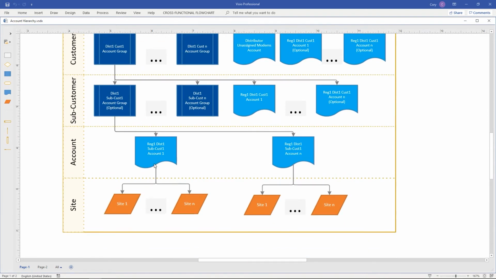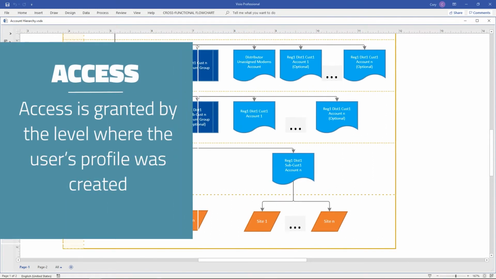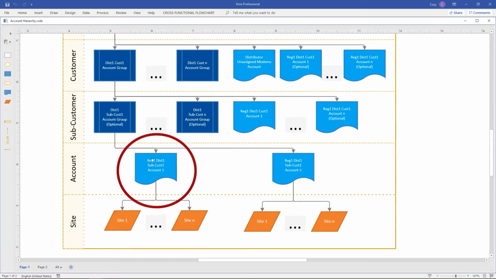So now the thing to remember here is that access to any of these levels is granted by at what level you're at when you create the user's profile. So for example, let's say this account right here was a homeowner, an individual homeowner who had simply one site, their own grinder pump associated with it. If that homeowner wanted to have access to theirs and their alone site, they would have a profile created at this account level right here. That would allow them to, when they log in, come into this account and this account only, which allows them to see only the sites that are below that account.